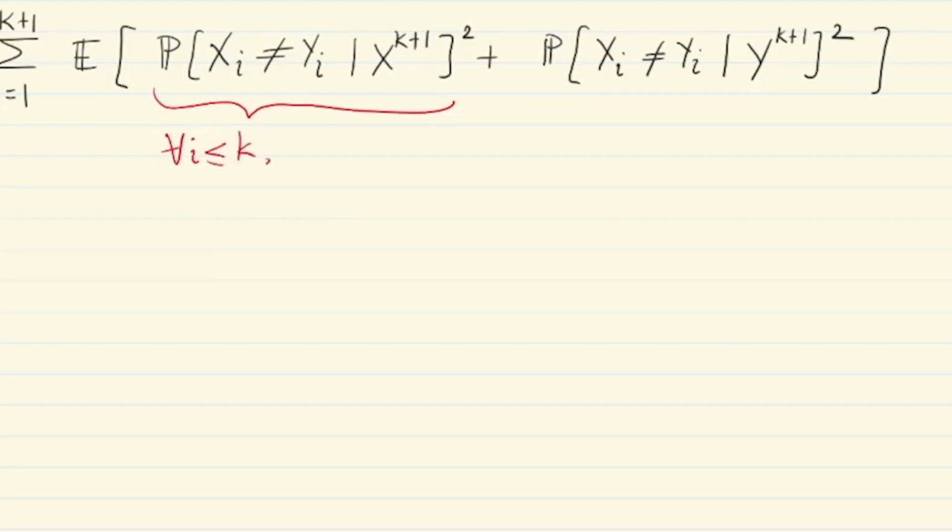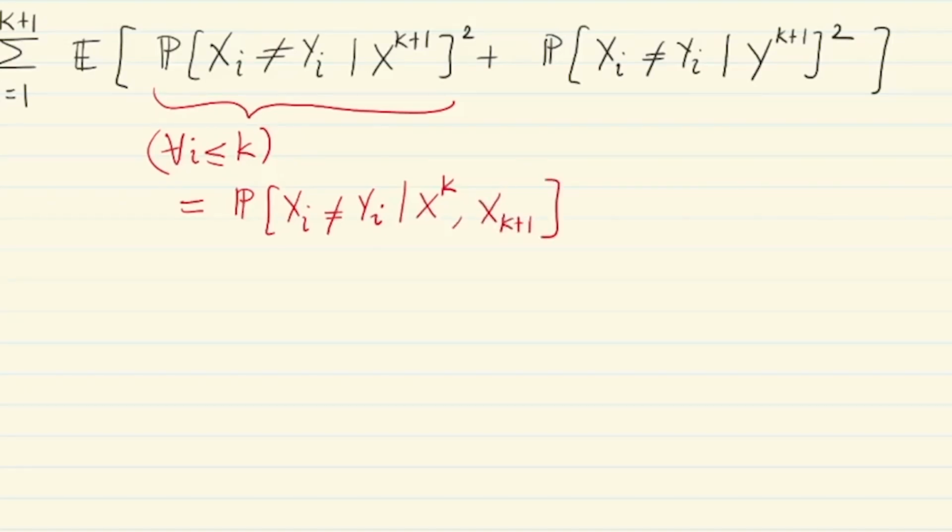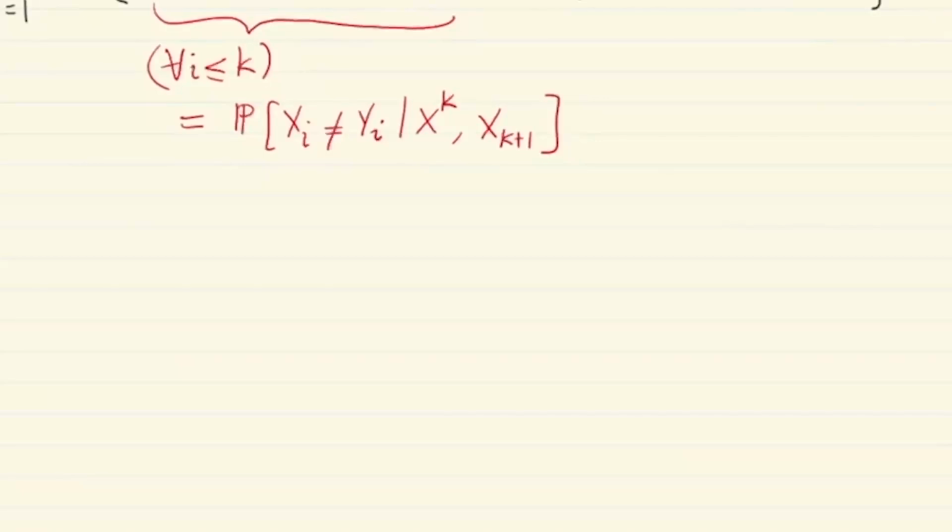So for any such i that is at most k, this expression is just equal to the probability of xi not equal to yi given xk and xk plus 1. Here x is everything up to k and then the k plus first element. But by our coupling construction, it doesn't matter whether k plus 1 is there or not, because xk plus 1 is generated independently of xk comma yk. It just follows its own distribution pk plus 1. So once xk is there, the conditional distribution of xi comma yi just depends on xk. It does not depend on xk plus 1, just because of the nature of our particular coupling here.